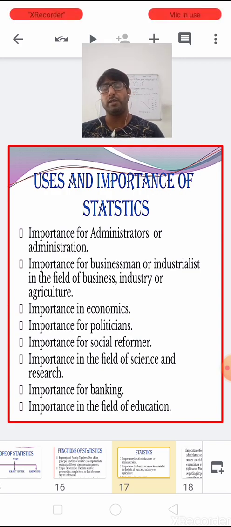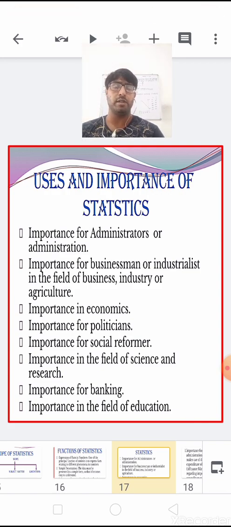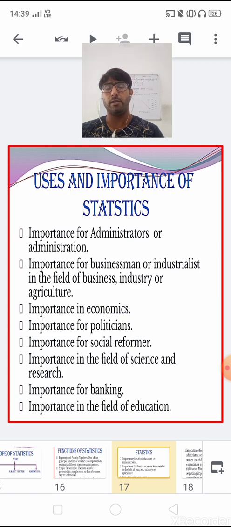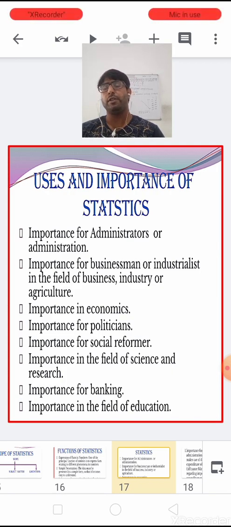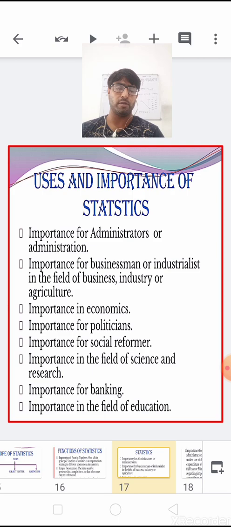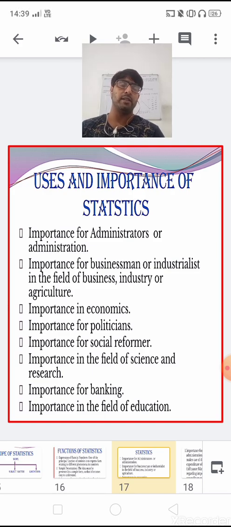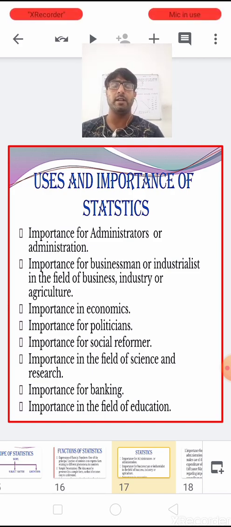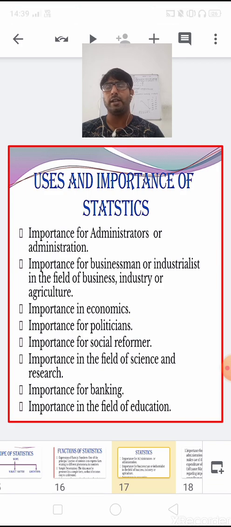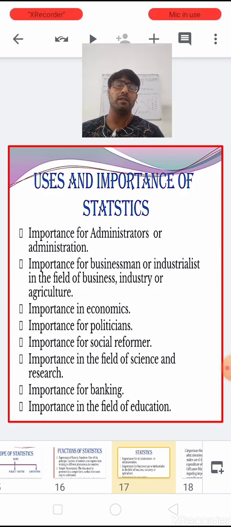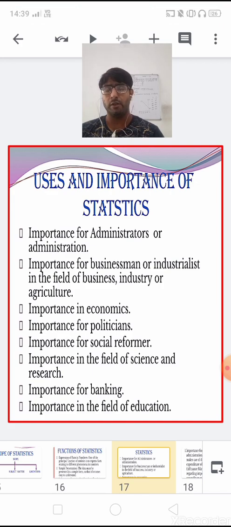Importance for the politicians, important for the social reformer. It is very important in the field of science and research also, because on the basis of statistics they are making certain new inventions which are very helpful. They are making certain research which is very helpful for the growth and development of a country.